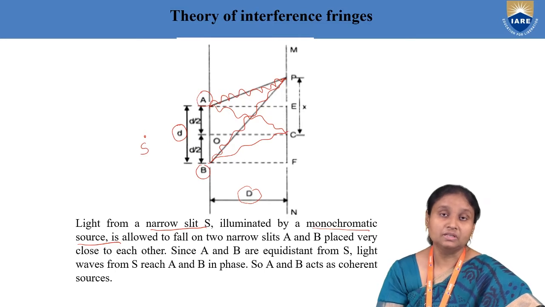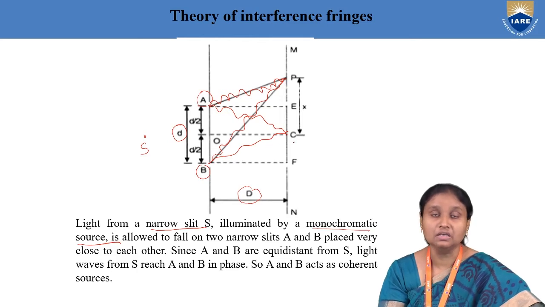So the difference between their paths will be 0, because they are traveling the same distance to reach this point C on the screen. Once the path difference is 0, we know that this is the condition for maximum intensity.